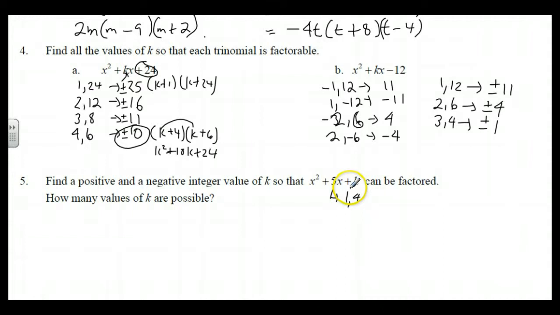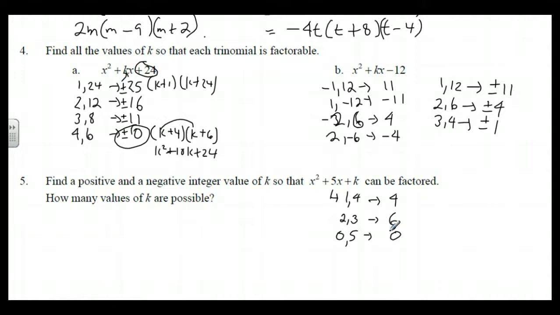Now remember, k is made up of the product of the two factors, so we get a k value of 4. Well, what else adds up to 5? How about 2 and 3? 2 and 3 add up to 5. 2 times 3 is 6. What else adds up to 5? Well, can I use 5 and 0? Well, that'll give us a 0 here, and yeah, x squared plus 5x plus 0 can be factored, so 0 and 5 gives us a k value of 0.